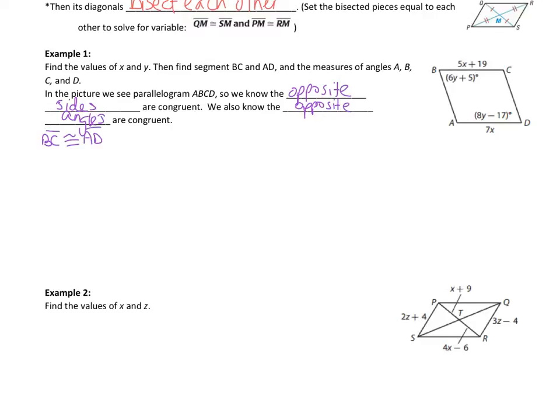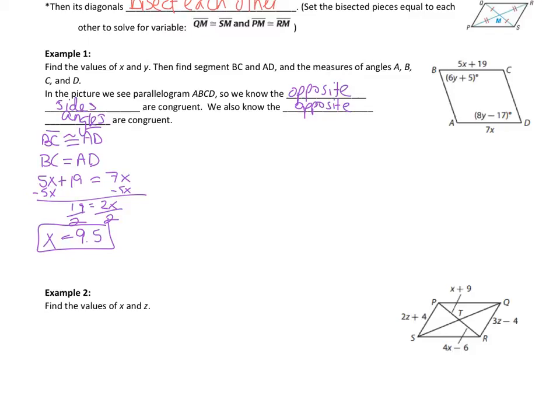So first we know that BC is congruent to AD. That tells us that the length of BC is equal to the length of AD, which means we can write the equation 5x plus 19 equals 7x. And now we can use this to solve for our x. If we subtract 5x from both sides, that would give us 19 equals 2x. So if we divide both sides by 2, that would give us that our x is equal to 9.5.